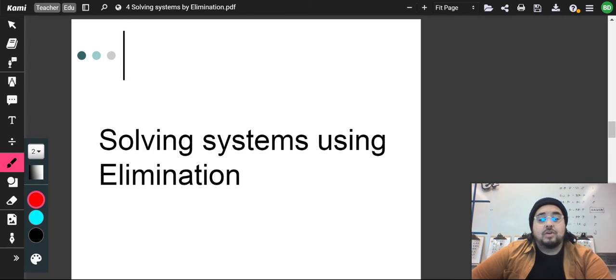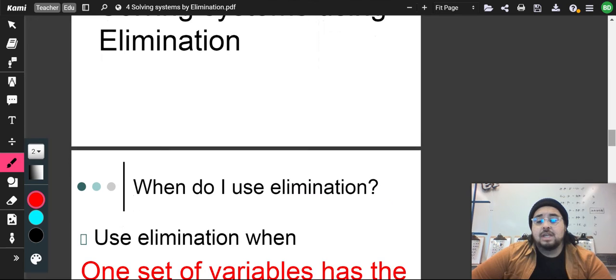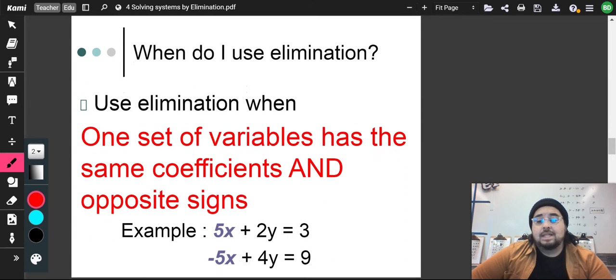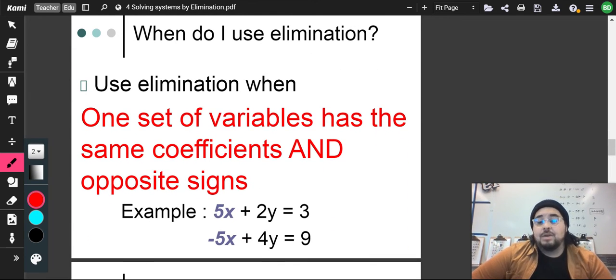So there are certain situations where using elimination would be very, very useful. We want to use elimination when one set of variables has the same coefficient and opposite signs. So for example, right here we can see that we have positive 5x and negative 5x. Now if we were to combine these equations together by adding down, the 5x and the negative 5x would cancel out. That's exactly what we want. They would eliminate each other, and that's why this method is called elimination.